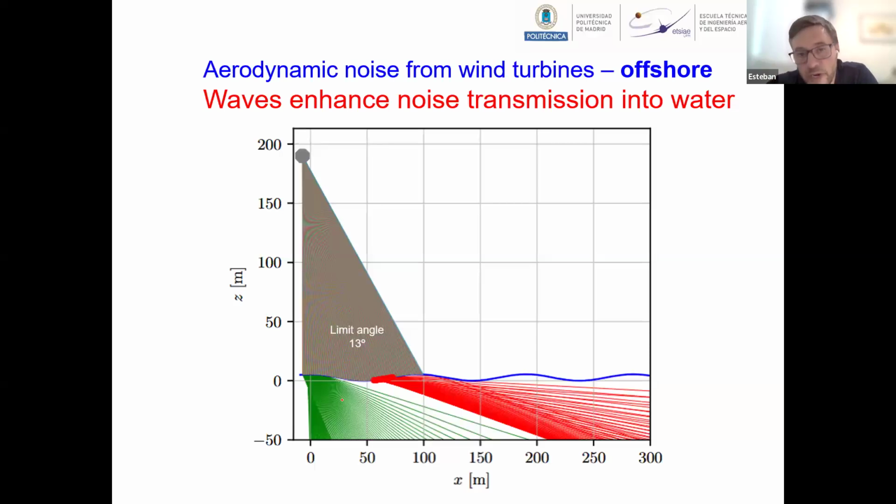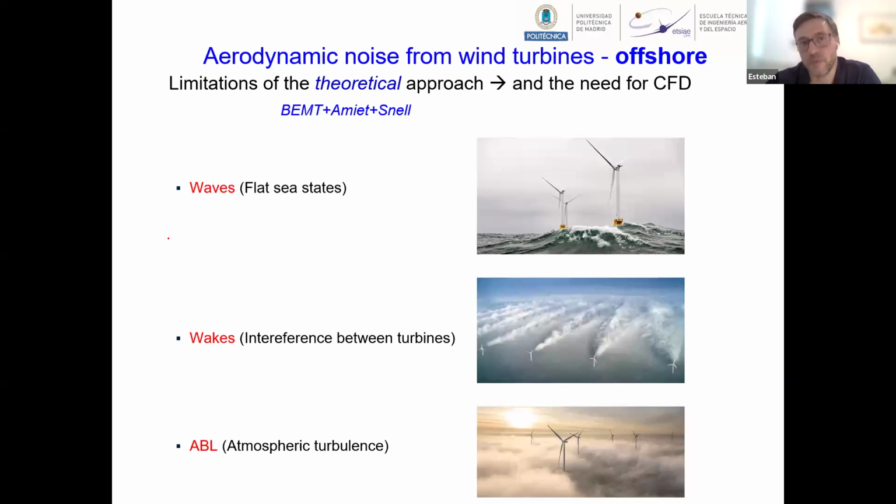recently observed that if we include waves in the ocean, then the 13 degrees angle that was limited just below the turbine can now be found in different regions. And hence we have penetration in other places where initially we didn't have it for a flat sea. Right, so all this tells us that the problem is complicated, but we can already predict some stuff. What we cannot do very properly with this method, with the blade element momentum plus Amiet plus this Snell cone theory, is really waves, not homogeneous waves.